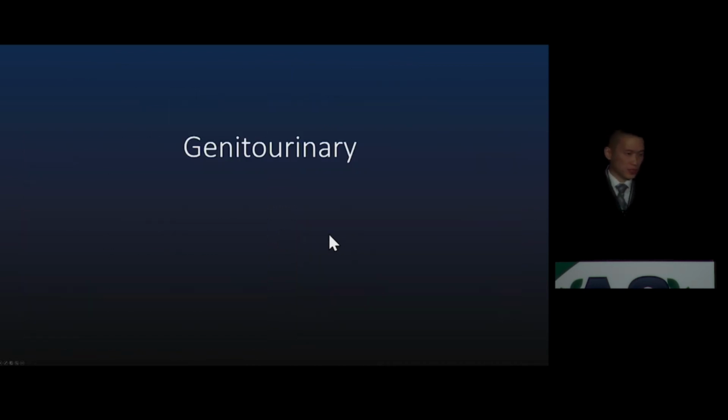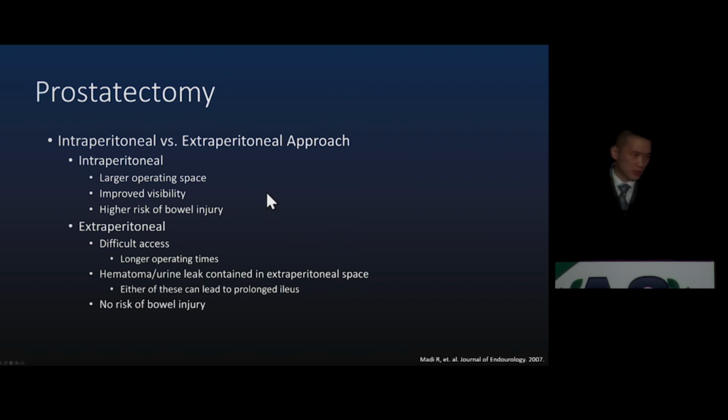Next, we'll move on to some GU cases. So for prostatectomy, there are two approaches, intraperitoneal and extraperitoneal. The intraperitoneal approach is associated with a larger operating space and improved visibility, although there is a risk of bowel injury. Now the extraperitoneal approach has a more difficult access, resulting in longer operative times, although any hematoma or urine leak in this space is extraperitoneal. The same collection in the intraperitoneal cavity would cause bowel ileus and prolonged ileus. An additional advantage of the extraperitoneal approach is that there's no risk of bowel injury.